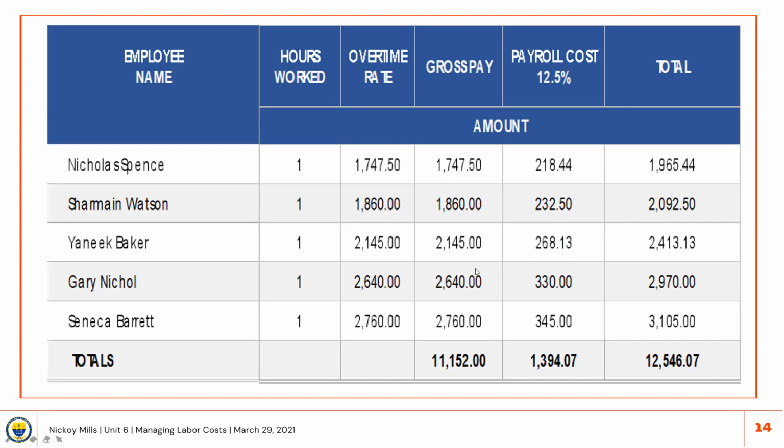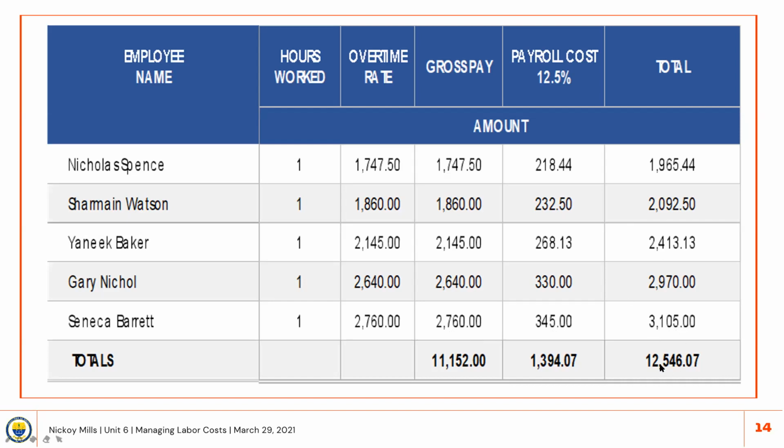Then you do the same thing for Yannick: 12.5% of 2,145 gives you $268.13. Add that back to the 2,145, so it gives you $2,413.13. For Gary, it's 12.5% of 2,640, which gives you 330. Add the 330 to the 2,640, and that gives you 2,970. For Seneca, you find 12.5% of the 2,760 to get $345. You add that to the 2,760 to get 3,140.